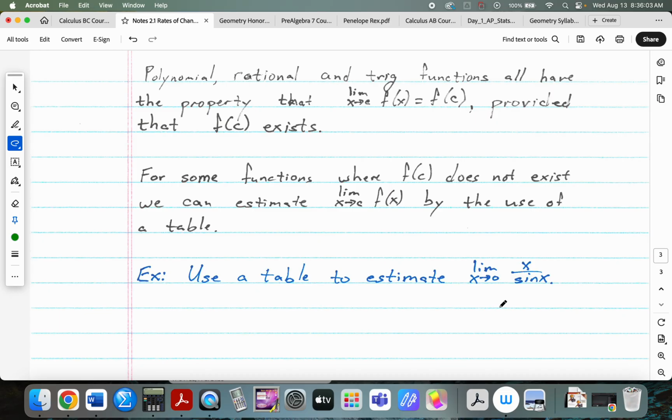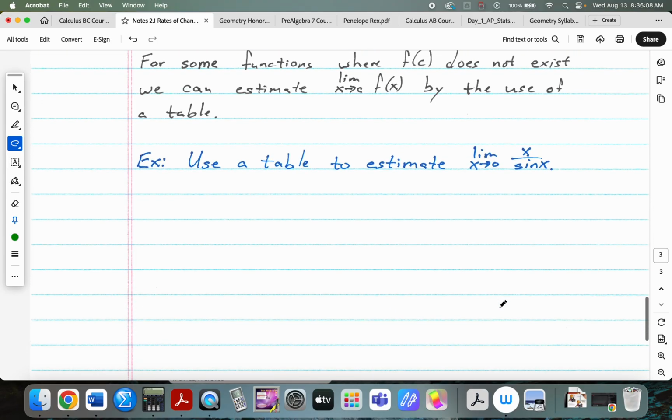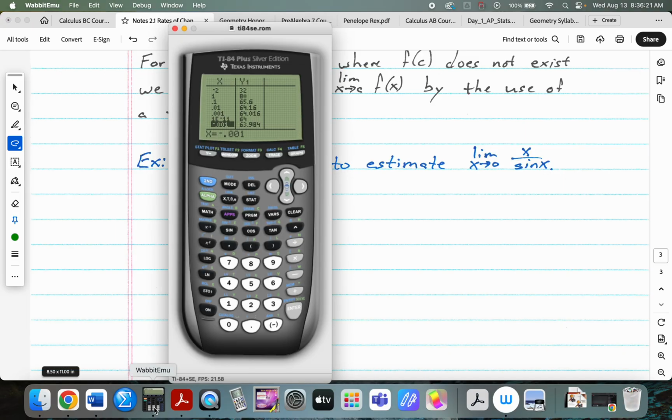So, for some functions where f of c does not exist, we can estimate the limit as x approaches c of f of x by use of a table. So on this, use a table to estimate the limit as x approaches 0 of sine of x over x. So I'm going to grab my calculator again. I have to wake mine back up. Wake up. Seriously. There we go. I'm going to put in sine of x over x.